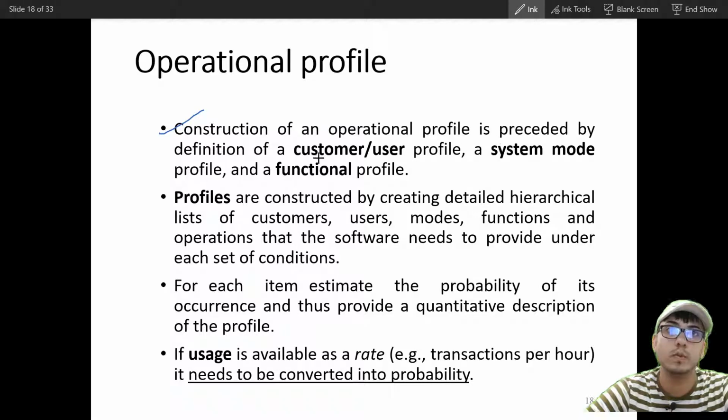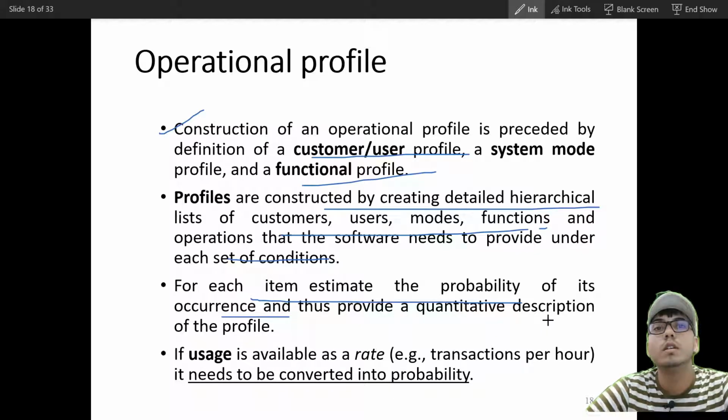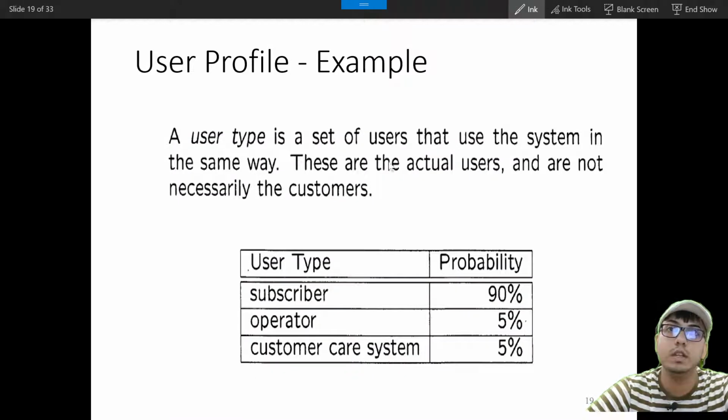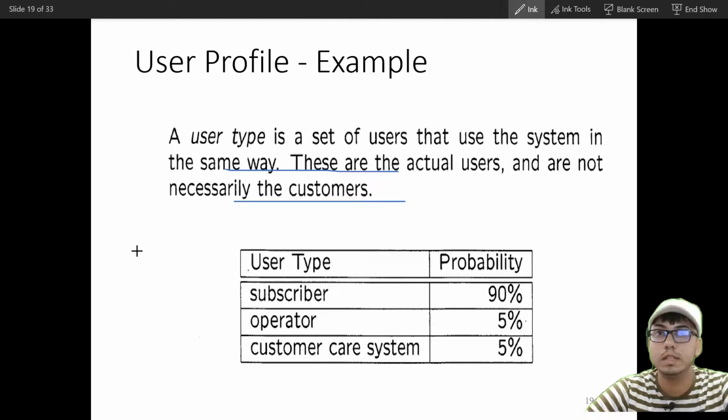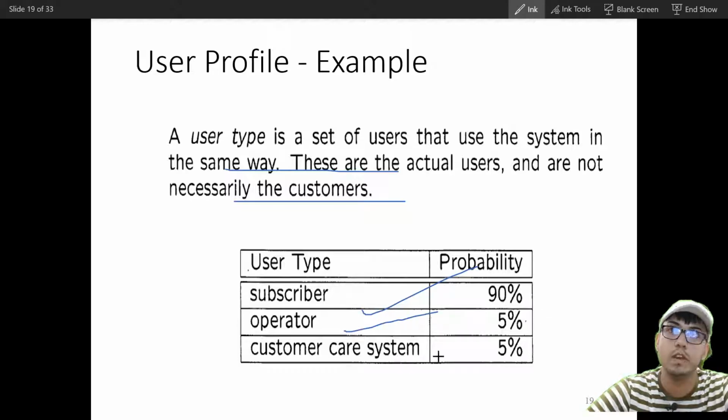Construction of an operation profile proceeds by defining the customer profile, user profile, system mode and function profile. Profiles are constructed by a characteristic hierarchical list of structure. For each item, the probability of its occurrence is provided by quantitative description. So, user profile: a user is a set of users that use the system in the same way. Actual users are not necessarily the customers. For example, subscriber 90%, operator 5%, customer care 5%.